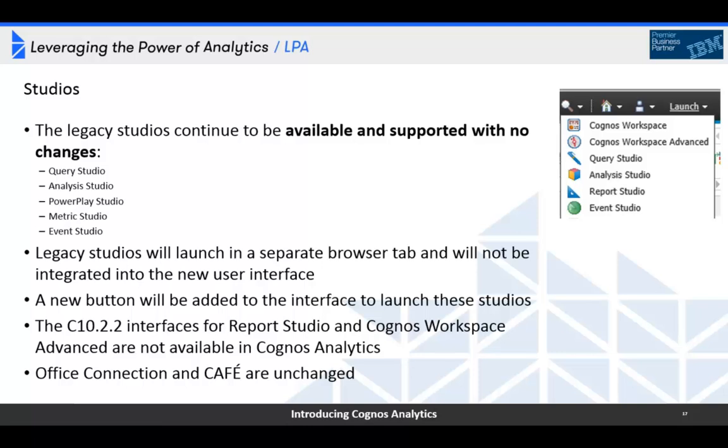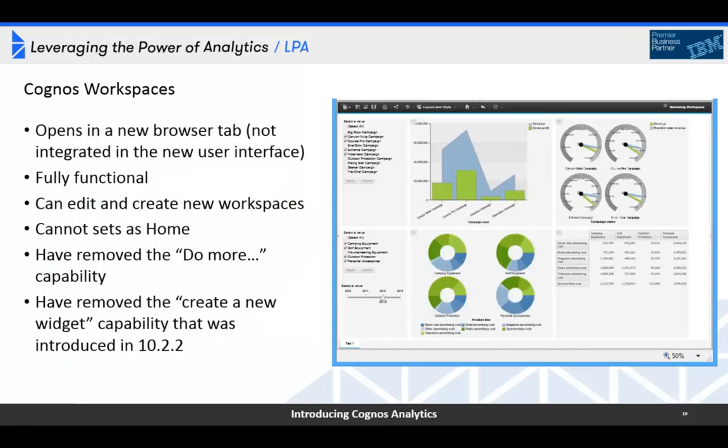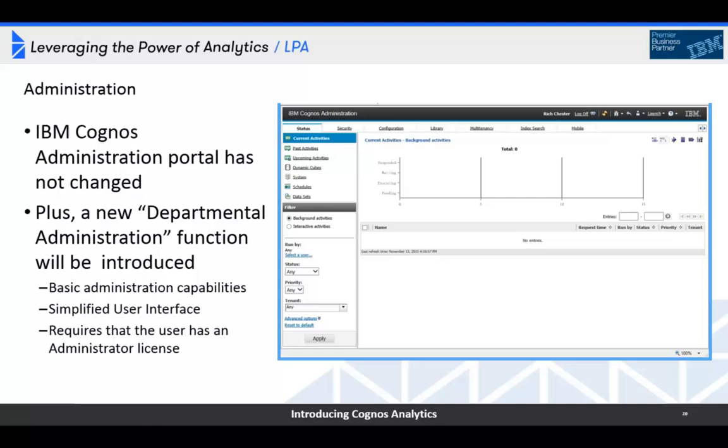We talked about the legacy studios. So they're there if you want them to be. They launched, they haven't changed. All your existing reports will come up in non-interactive mode. All of your new reports will default to interactive mode. You can update any report, upgraded or new, to be interactive or non-interactive. Workspaces I already talked about are exactly the same as they were, except since there is no more Cognos Workspace Advanced, there is no more do more button that would launch it.